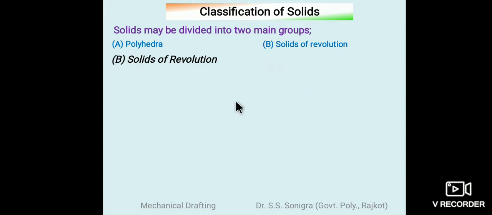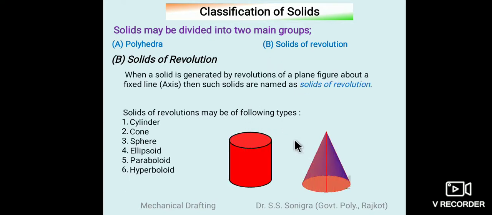Second group, that is solids of revolution. When a solid is generated by revolution of a plane figure about a fixed line, that is called the axis, then such solids are named solids of revolution. For example, cylinder, cone, sphere, ellipsoid, paraboloid, and hyperboloid. In our syllabus, we have to study only the cylinder and cone.